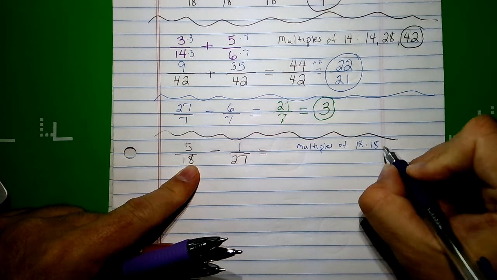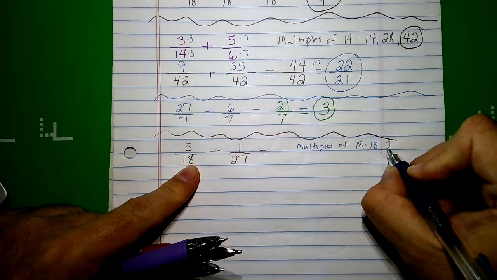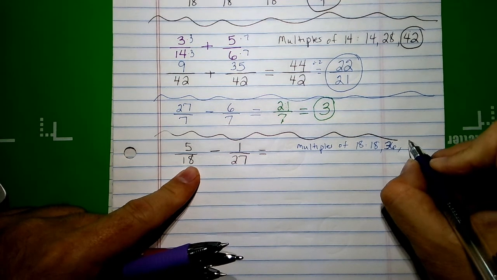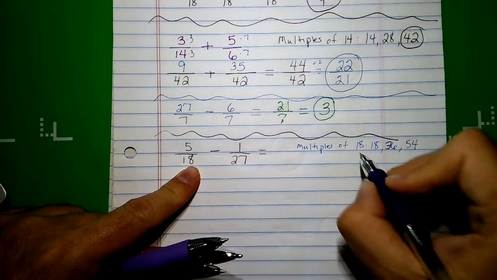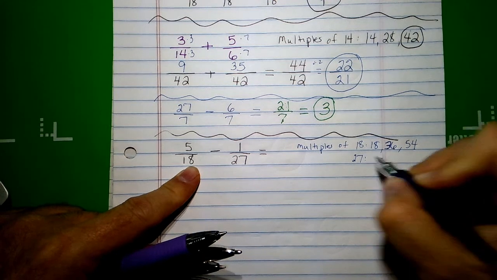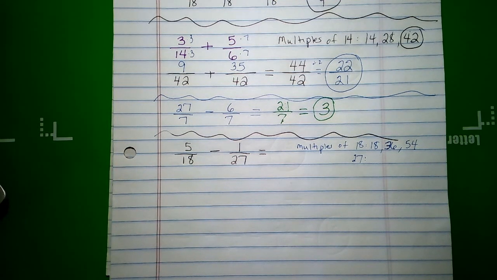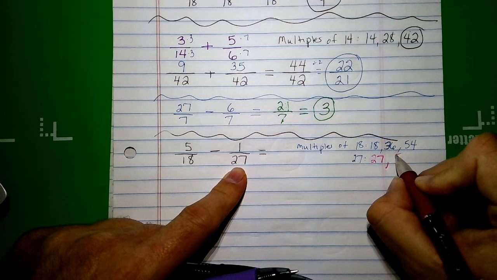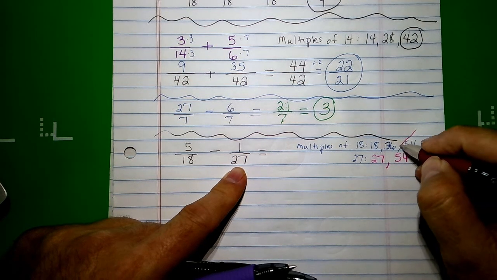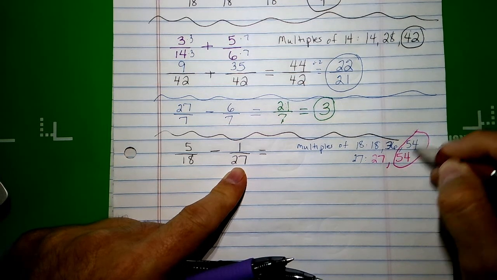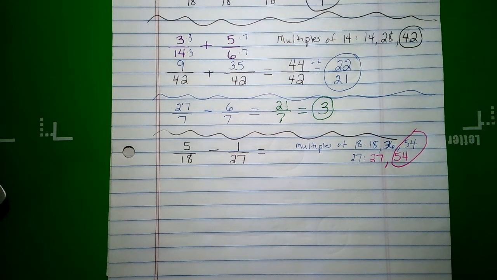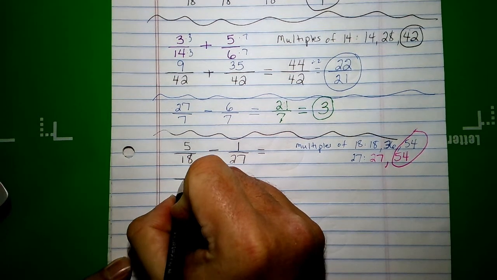18 times 1 is 18. 18 times 2 is 36. 18 times 3, 54. I'm stopping right there because what are the multiples of 27? 1 times 27 is 27. 2 times 27 is 54. I spotted that was the common multiple, the smallest common multiple right there, 54. So we need to rewrite each of these fractions with 54 as its denominator.